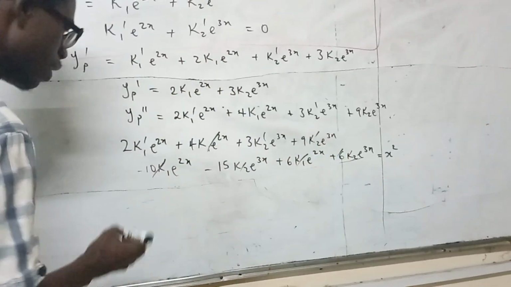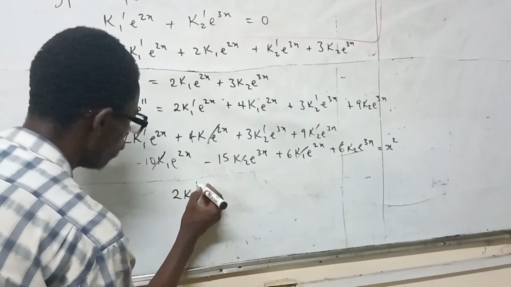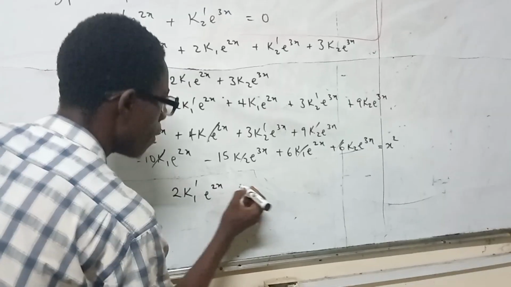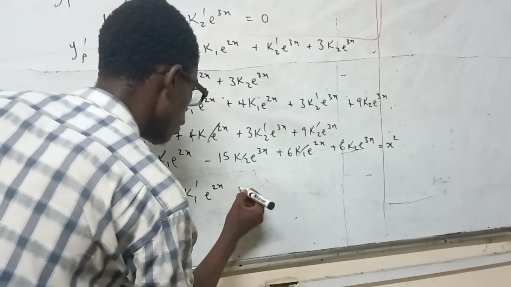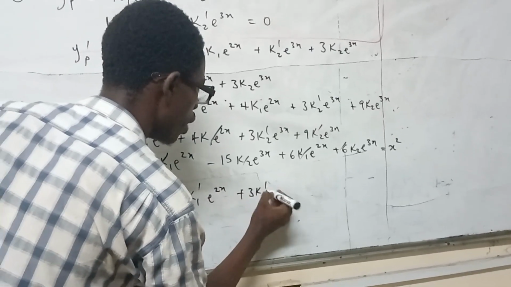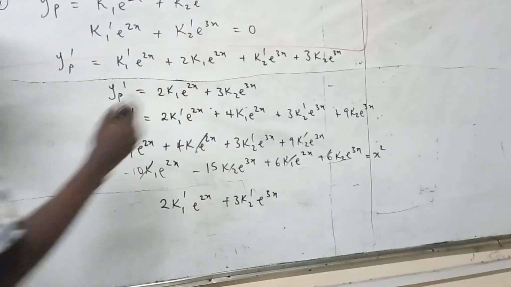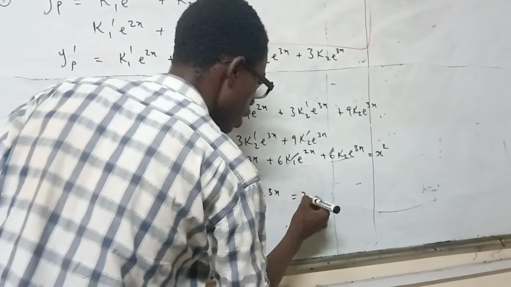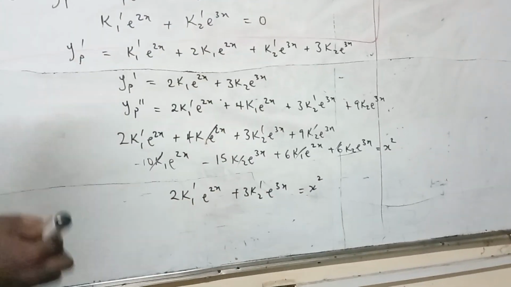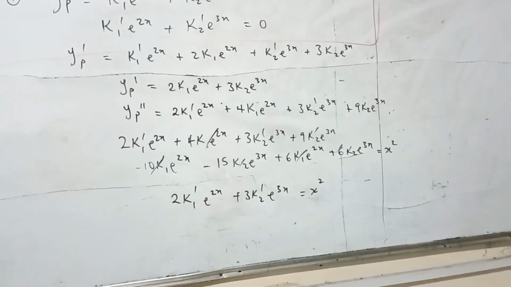Wow. So we are left with 2k1 prime e raised to power 2x plus 3k2 prime e raised to power 3x. That's what we are left with, equals x squared. So we now have two conditions.